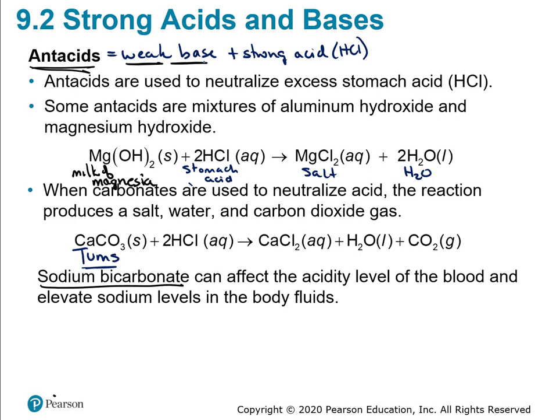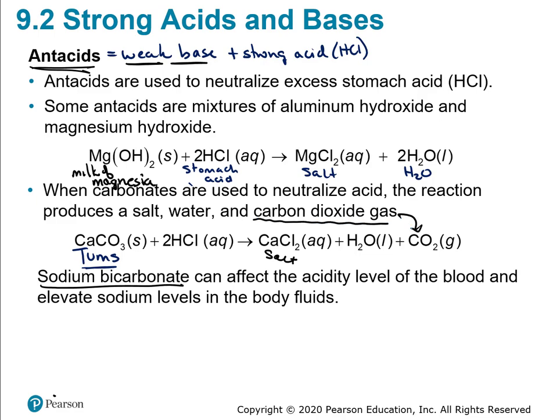Calcium carbonate is another one. Calcium carbonate is commonly found in Tums. In our lab, when we did this, calcium carbonate was the one that we found in the generic as well. Calcium carbonate is a weak base. It reacts with excess stomach acid, and it still, again, makes a salt, calcium chloride. The only difference is anytime you use a carbonate, you'll have carbon dioxide gas produced.